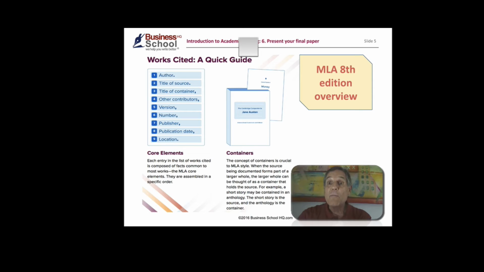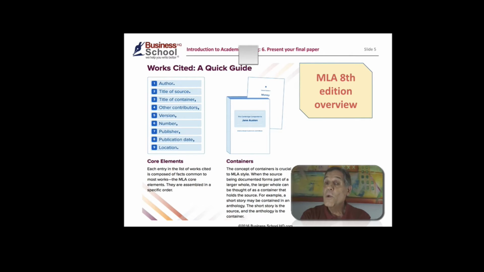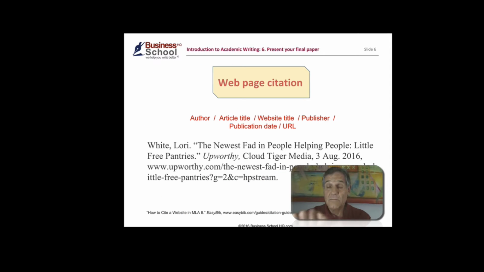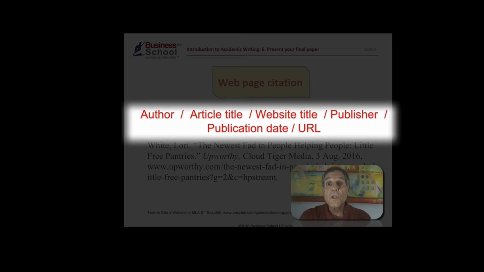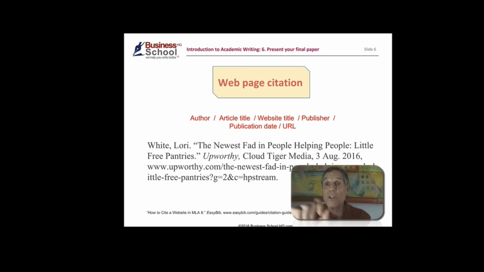I chose this example because probably most of the resources you use in your paper will be found online. In this example, there are 6 pieces of information. You need to include the author, his name, the article title, the website title, the publisher, the publication date, and the URL or web address. So let's go through this example step by step.